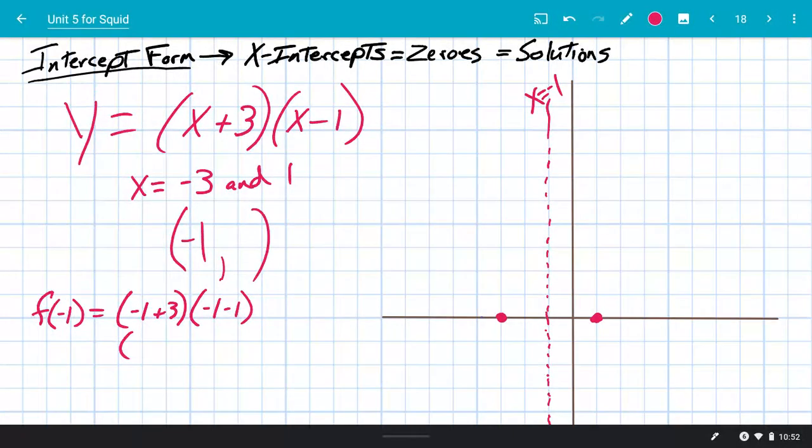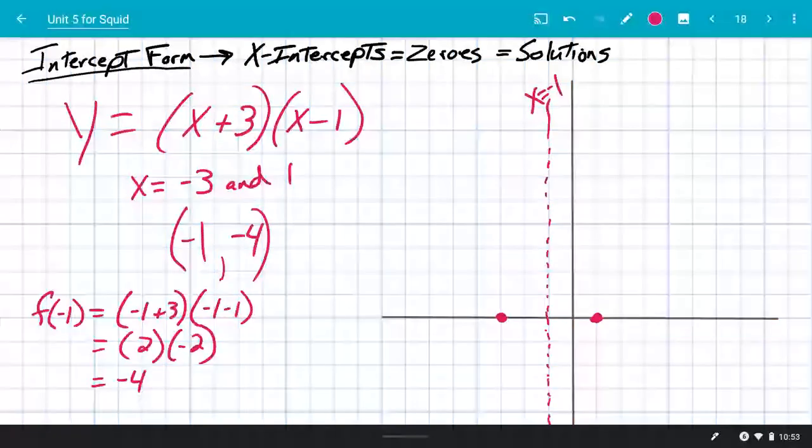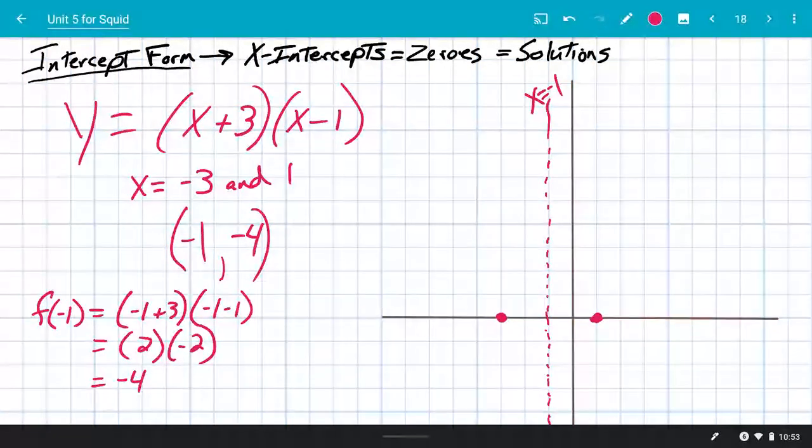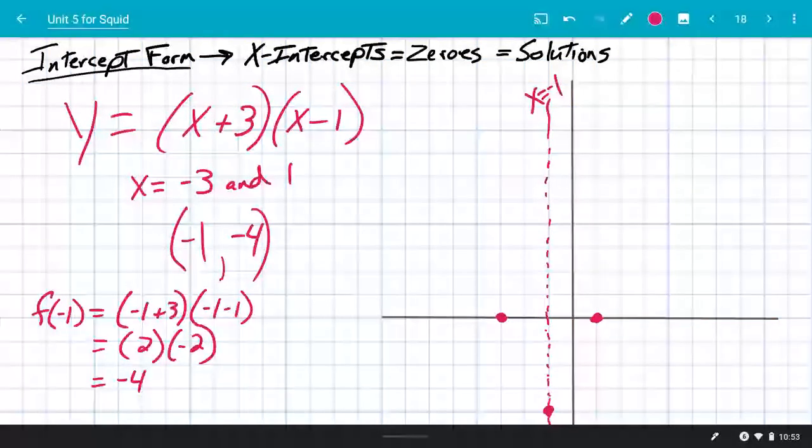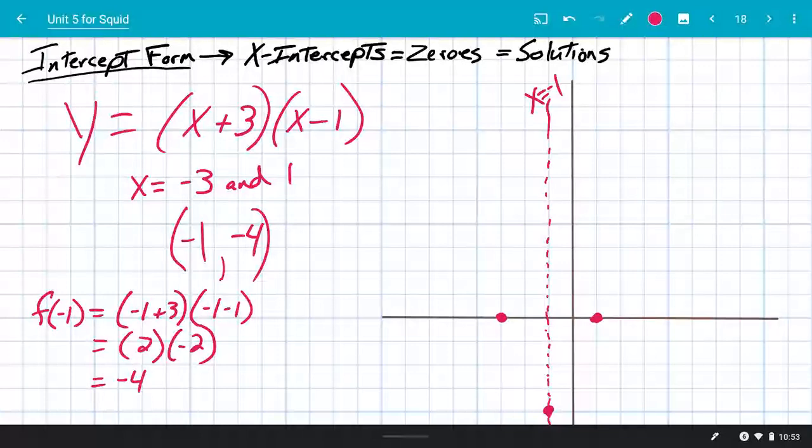Now, this is a little bit easier plug in than it is when it's in standard form. For example, I've got -1 plus 3 times -1 minus 1. Well, -1 plus 3 is 2. -1 minus 1 is -2. And then 2 times -2 is -4. And that tells me the y value of my vertex. Cool? The vertex is -1, -4. 1, 2, 3, 4. There it is. Do I have enough points? I do. I don't really need any more points, but could I find another point if I wanted to?